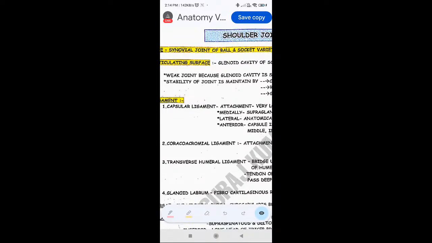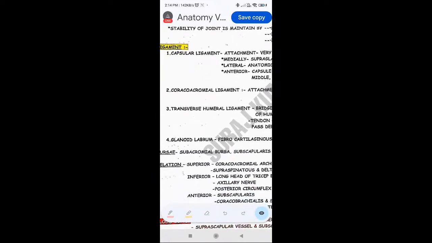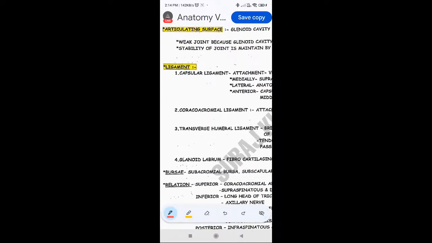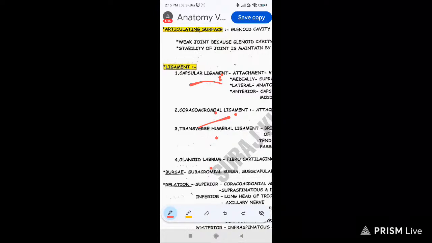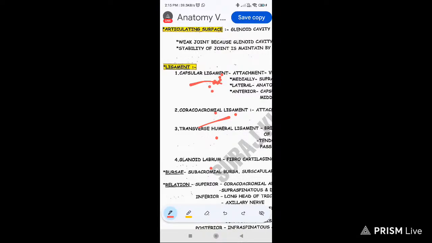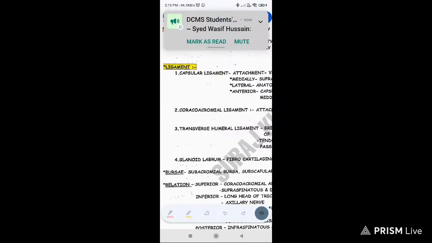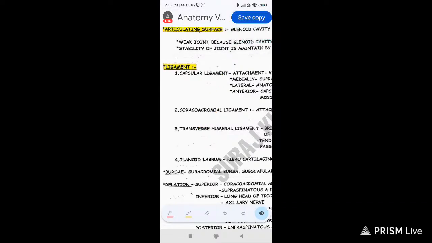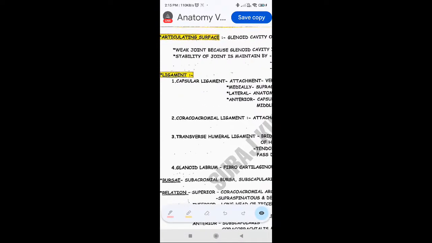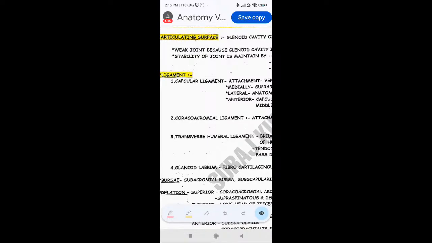Capsular ligament, coracoacromial ligament, transverse humeral ligament, glenoid labrum. So these are the ligaments. What are the ligaments of the shoulder joint? The ligaments are capsular ligament, coracoacromial ligament, transverse humeral ligament, and glenoid labrum. So four are there.